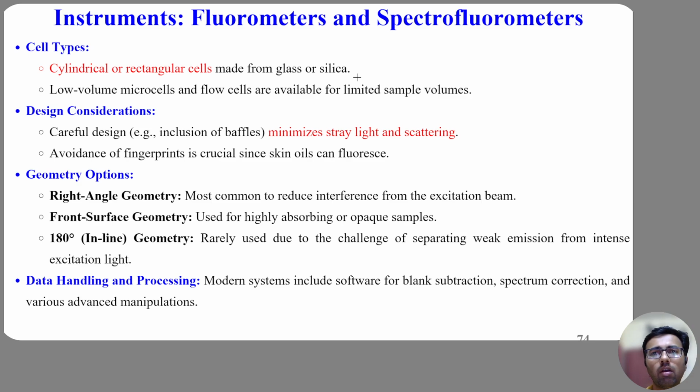For opaque or highly absorbing samples, we use front surface geometry where fluorescence is collected from the illuminated front surface. Proper handling is critical. Even a fingerprint can fluoresce strongly under UV light, completely destroying the baseline data.